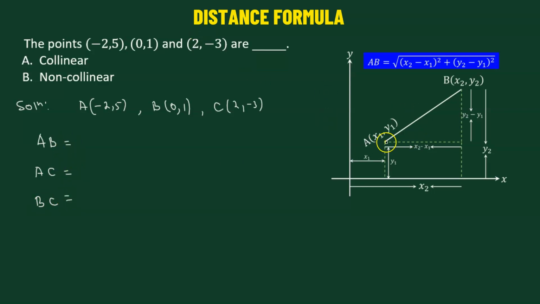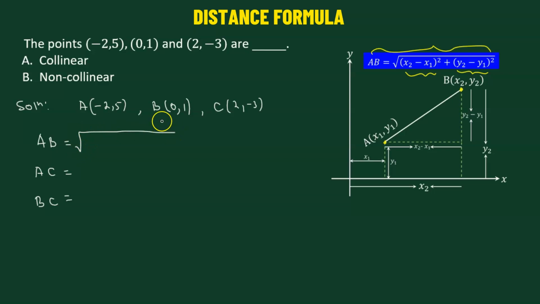So let's say we have 2 points, point A and point B, whose coordinates are given. If we join them by a straight line, then the distance between the 2 points is given by this formula, where AB is simply the square root. Underneath the square root, first we take the square of the difference of the x coordinates, and then we add it to the square of the difference of the y coordinates. So let's do it step by step.